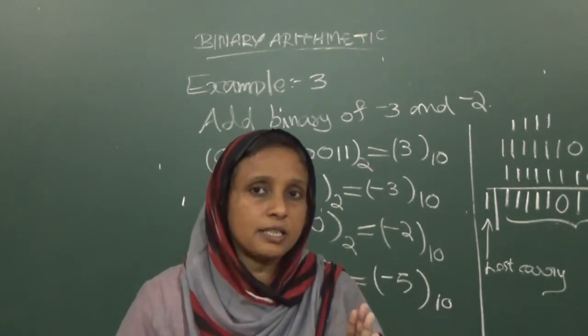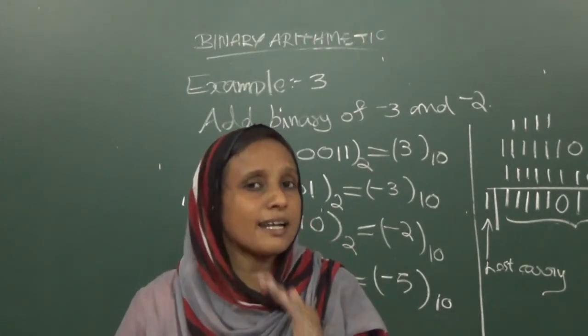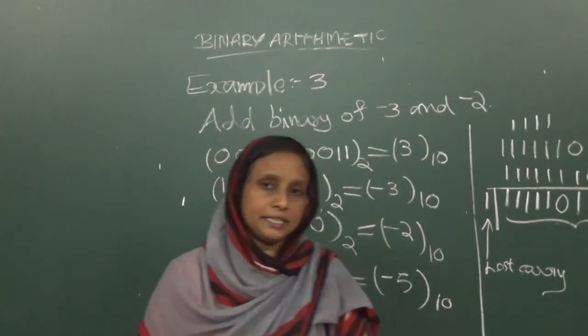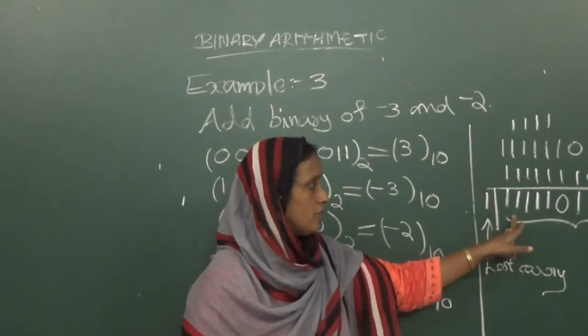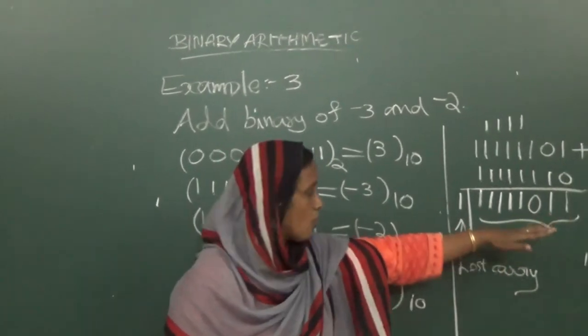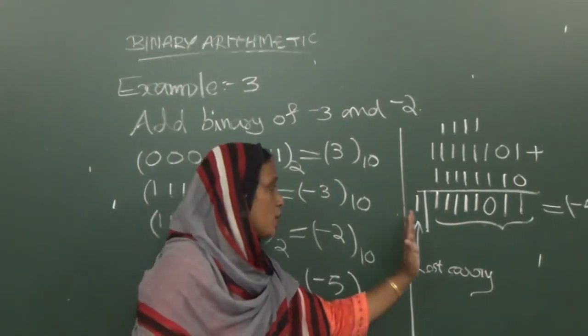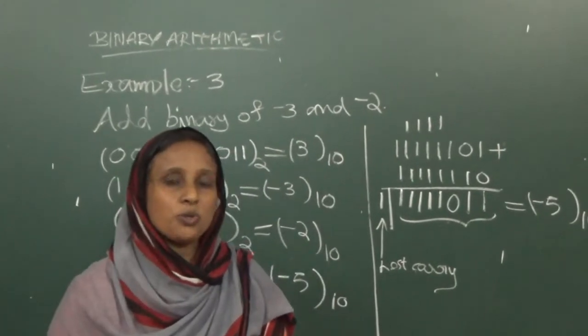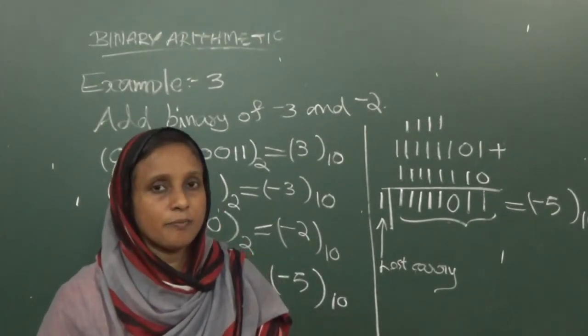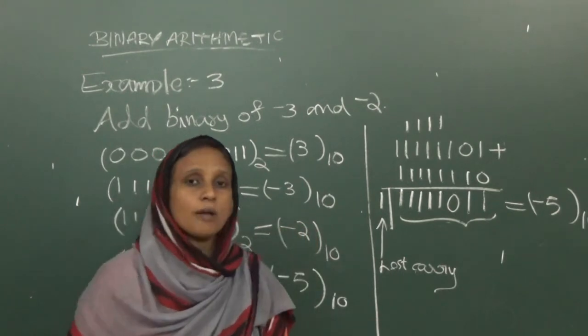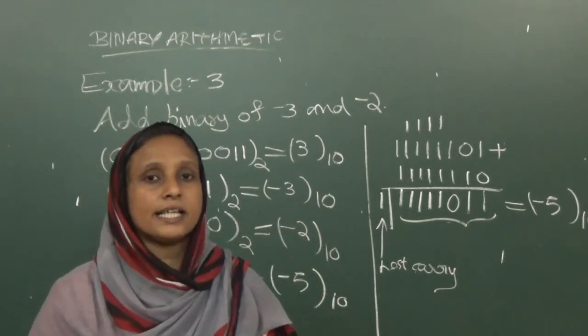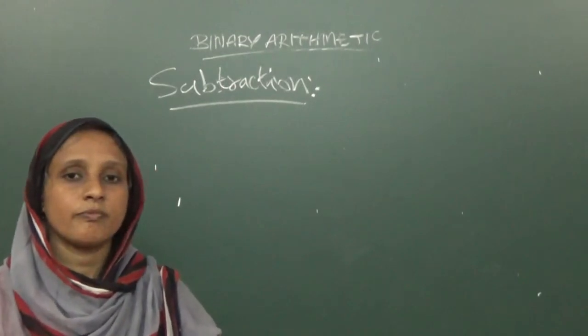The last bit leads to the correct result of the addition. You can see from this: if this bit is kept here, the result is not correct. So, in all these problems, the lost carry gives you the correct result. Hope that you can now do binary arithmetic as you wish.